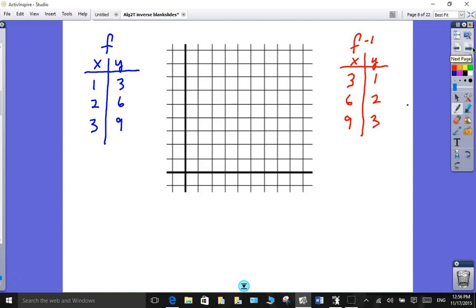So now let's say I graph both of those on the same background. They're just points, right? They don't even necessarily represent lines. So I graph the first 3 points, 1, 3, 2, 6, and 3, 9. And then I'm going to change colors because I can. And I'll graph the inverse, 3, 1, and 6, 2, and 9, 3.